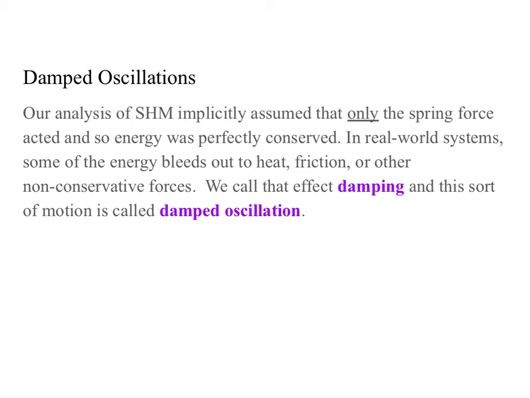Our analysis of simple harmonic motion implicitly assumed that only the spring force acted, and so energy was perfectly conserved. In real-world systems, some of the energy bleeds out to heat, to friction, or other non-conservative forces. We call that effect damping, and this sort of motion is called damped oscillation. Why is it called damping?